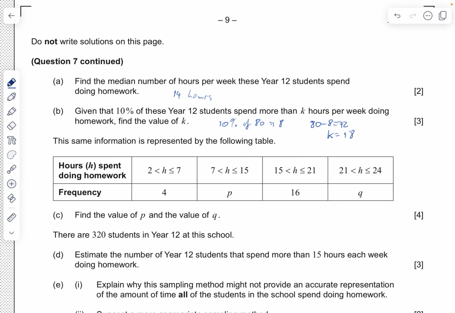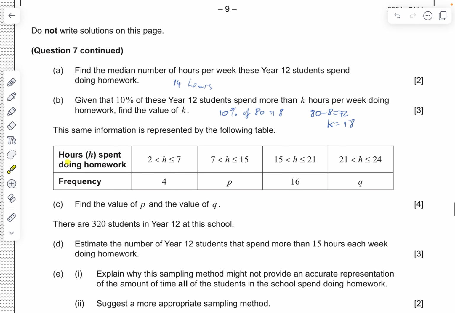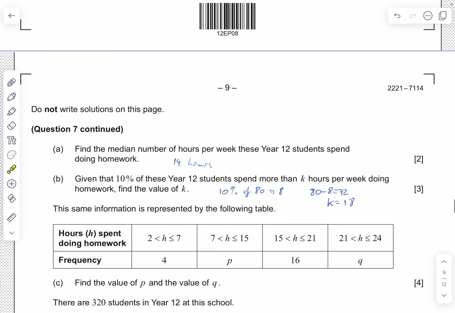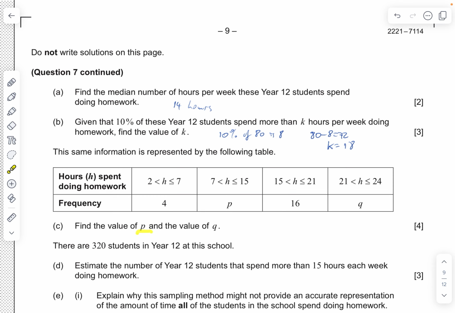Same information. Unusually, they give us exactly the same information here. Normally, they give us different information on a separate chart, but hours spent doing homework, frequency. So actually, we can work out quite a bit from a combination of the graph and this. Find the value of P and the value of Q.